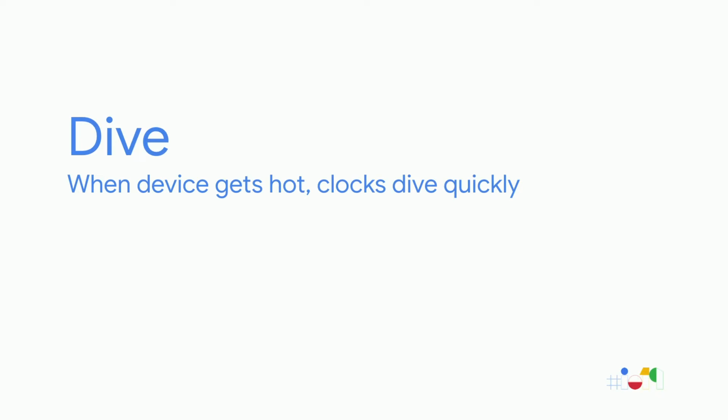So that was ramping, but diving is a much bigger problem. When the device gets hot, the clocks dive quickly, and this is called thermal throttling. Generally, the CPU will lower its frequency once it gets to a very high level because it wants to avoid overheating and damaging the chip. This can happen unexpectedly, though, and massively affect performance while we're running our benchmarks.